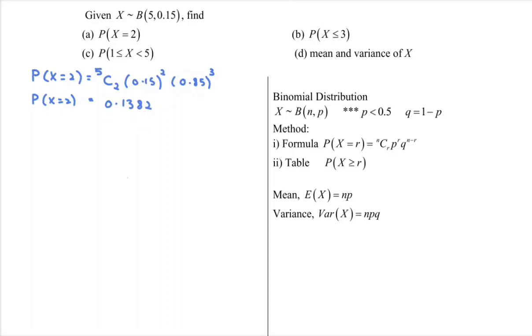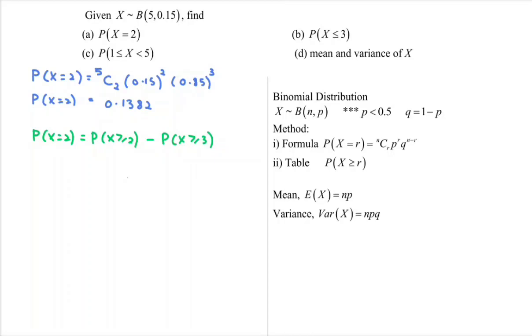Next, by using the table, find the probability that X is equal to 2. By referring to the table, we have the situation: the probability that X is greater than or equal to 2 minus the probability that X is greater than or equal to 3, because we are making use of the greater than table.